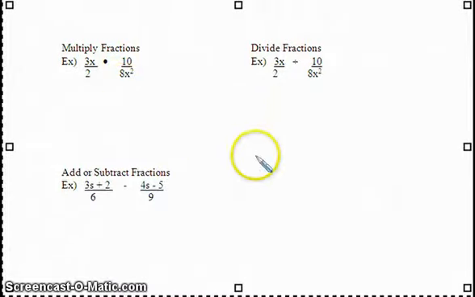The next concept that we're going to talk about is combining fractions through either multiplication, division, or addition and subtraction. And because of the use of calculators, a lot of students forget how to add, subtract, multiply, and divide fractions. When you're multiplying and dividing fractions, you do not have to have common denominators. When you add or subtract fractions, you have to have a common denominator.